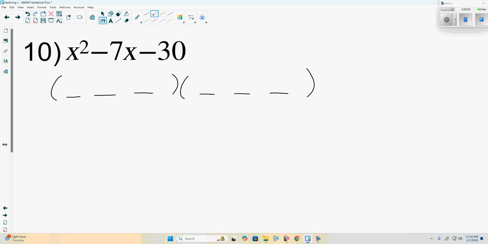Find the sign. The third term in this case is negative. And if the third term is negative, our signs are opposite. One's going to be positive, one's going to be negative. Now, which one you put as positive, which one's negative really doesn't matter. I just habitually put the first one positive, second one negative.